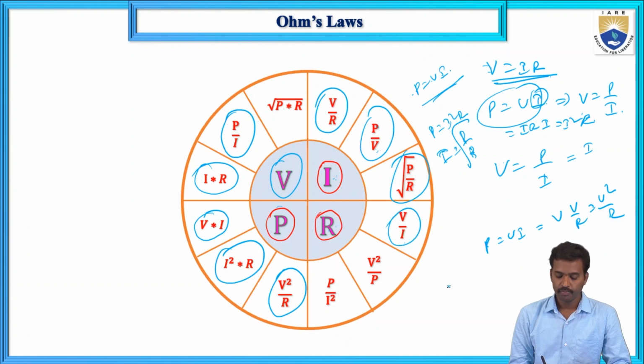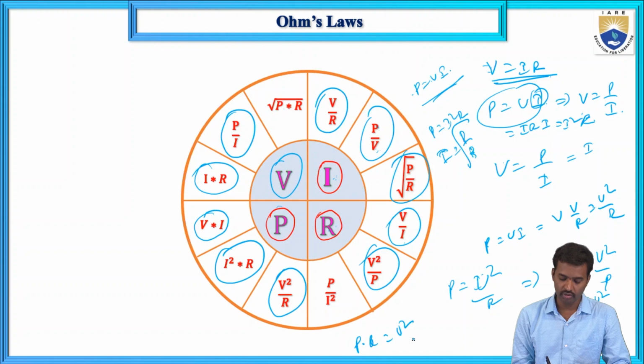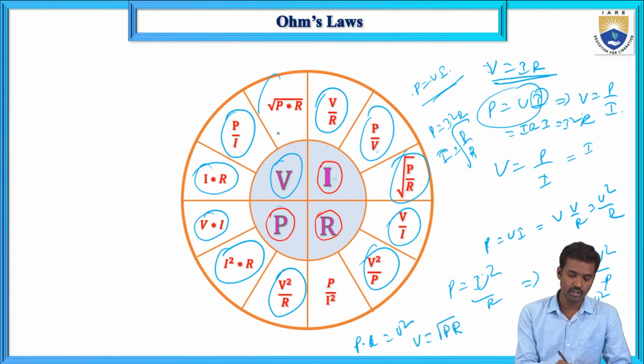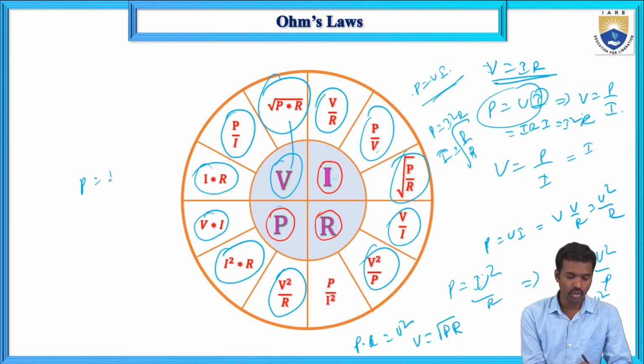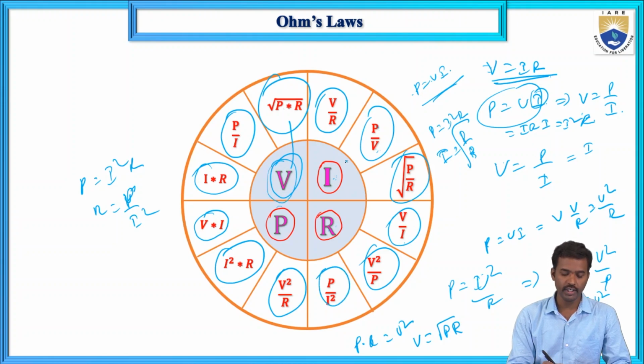And next, P equals V square by R, that gives R equals V square by P. This one is okay. And same thing here, P into R equals V square, and V equals square root of P into R. And next here, P equals I square R and R equals P by I square. This one.